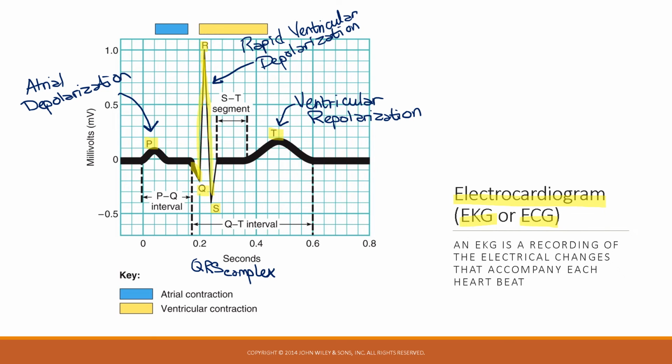Now, analysis of an ECG will also involve measuring the time spans between the waves. These are called intervals. The first interval that we have is the PQ interval. This is the time from the beginning of the P wave to the beginning of the QRS complex. And this represents the conduction time from the beginning of atrial excitation to the beginning of ventricular excitation.